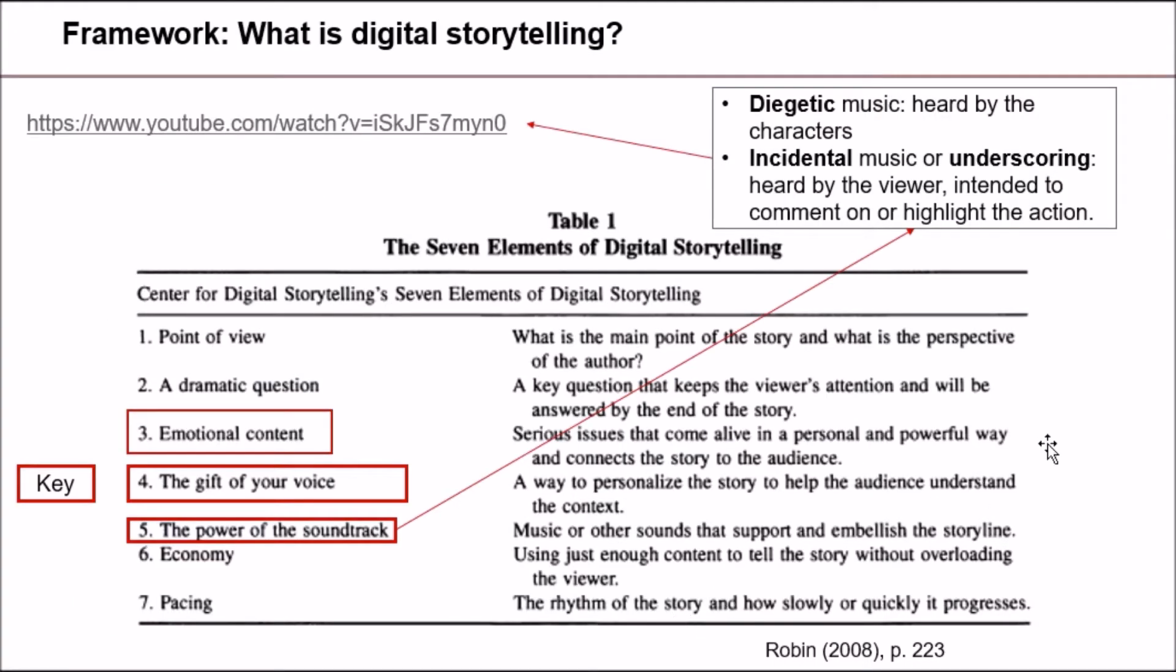So, okay, there are 7 elements of digital storytelling. Number 1 is point of view, and it refers to what's the main point of the story and what's the perspective of the author. Number 2 is the posing of a dramatic question, a key question that keeps the viewer's attention and will be answered by the end of the story. Number 3 is emotional content, and it refers to the serious issues that come alive in a personal and powerful way and connect the story to the audience.